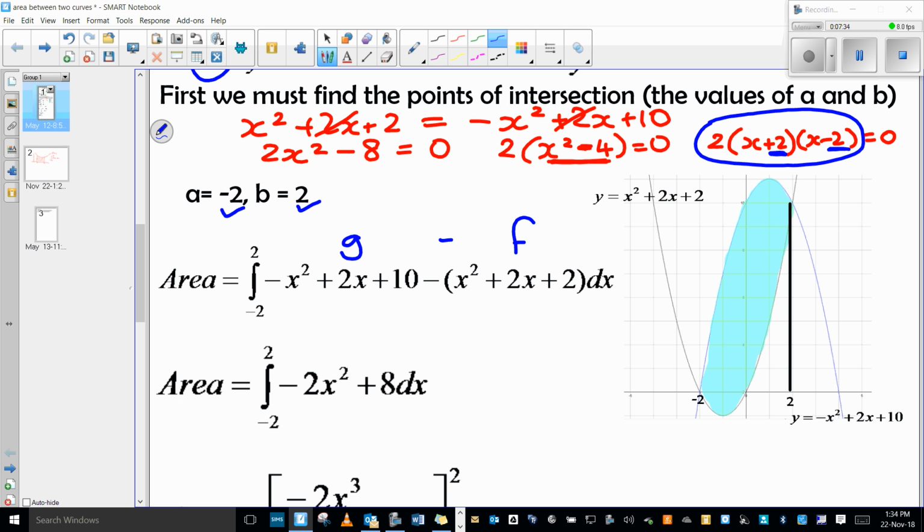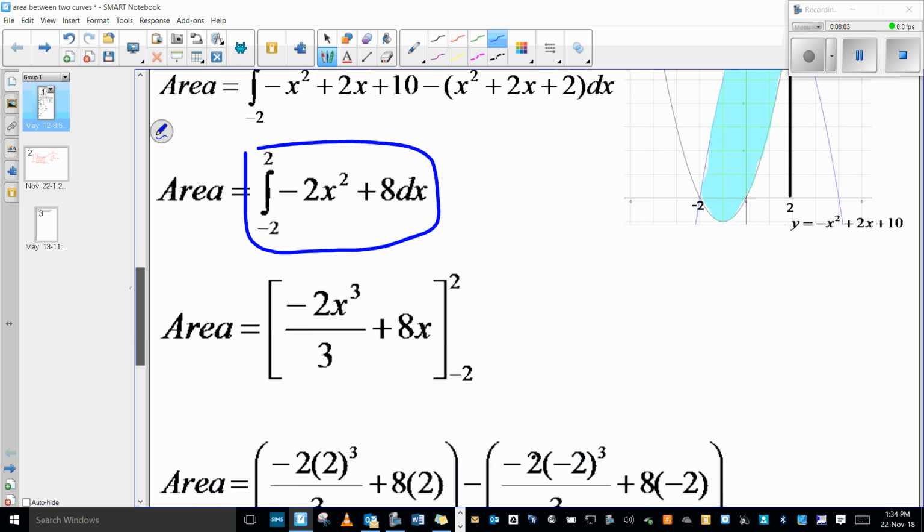You don't actually need to write those because I've done those for you. So you've got function G, subtract function F. Remember we're subtracting all of this. So negative x squared, take away another x squared, gives me negative 2x squared. 2x subtract 2x, that's gone. And now 10 subtract 2 is 8. So this is now going to be the expression that we're going to integrate.